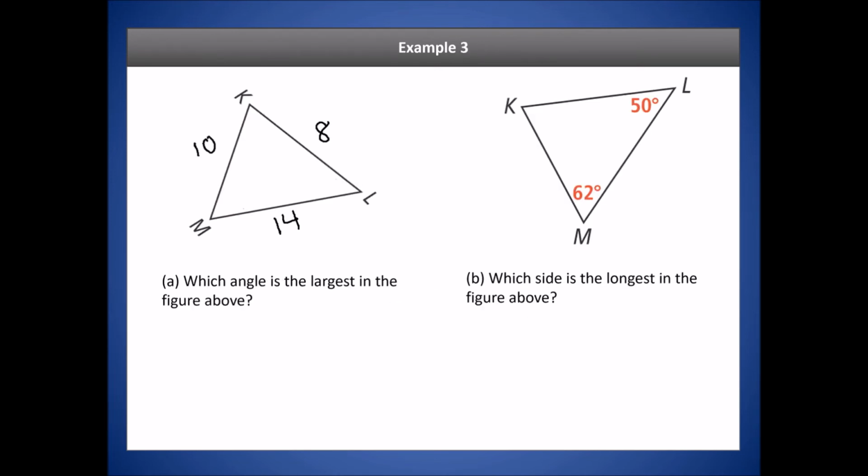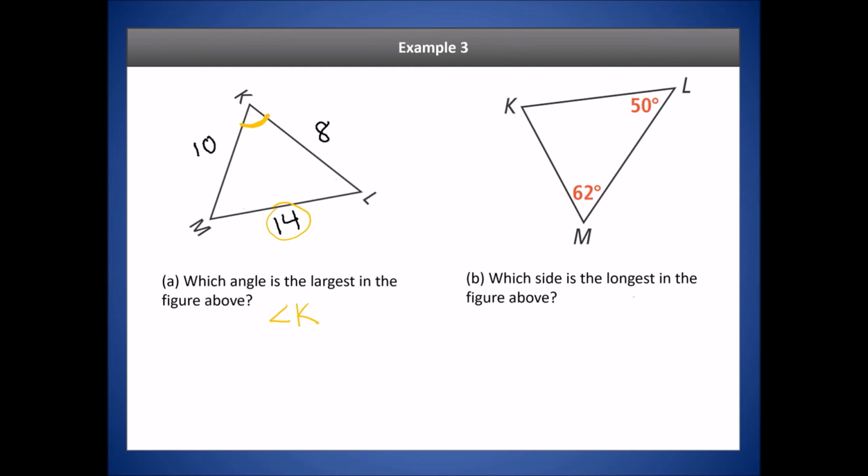All right, so let's look at an example relating the two theorems we just proved. Which angle is the largest in the figure above for part A? Now this is a theorem 5.4.1 question. If we know that a given side is larger than the other side, then that means the opposite angle is larger. Since we know that this is the largest side, that means that the angle opposite of it, which is angle K, has to be greater than either angle M or angle L by theorem 5.4.1. So the largest angle here is angle K.